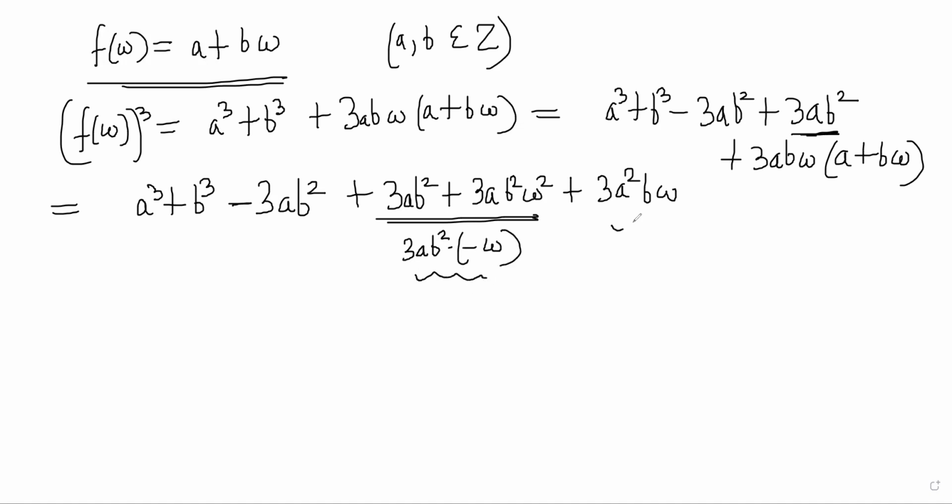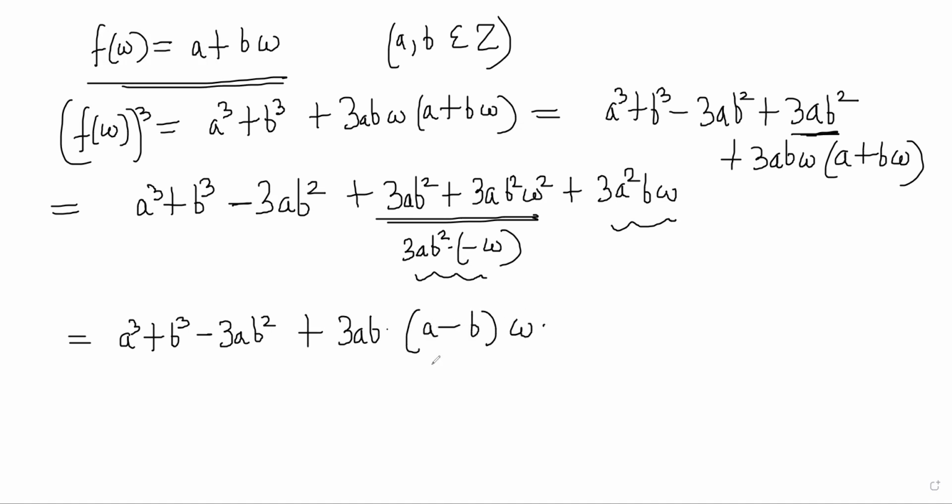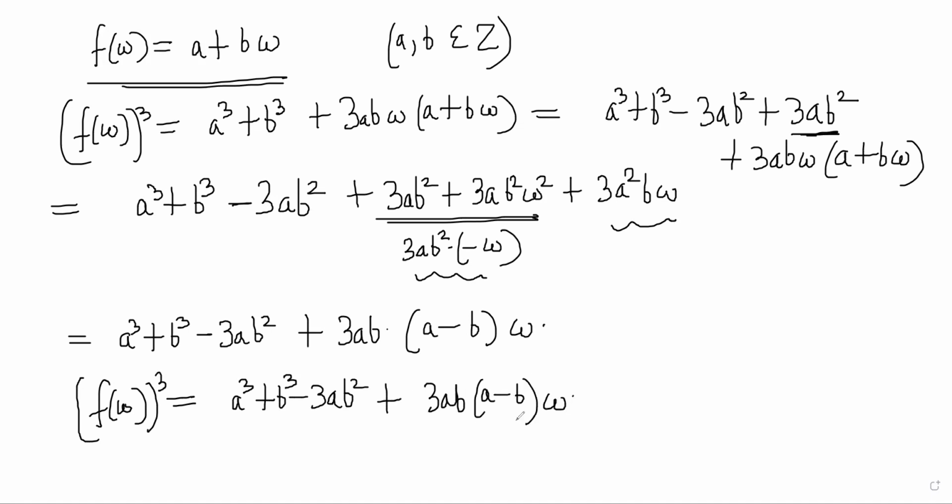And now I can take common between these two. So I'll be able to rewrite this as a cube plus b cube minus 3ab square plus 3ab, and this is (a minus b) into omega, right? So our f of omega whole cube is coming out to be a cube plus b cube minus 3ab square plus 3ab (a minus b) omega, right? Now notice that the coefficient of omega here is always even, right? This is always even because if you take a and b as both odd, a minus b is still even. And if one of them is even, anyway, the product ab will be even, right?